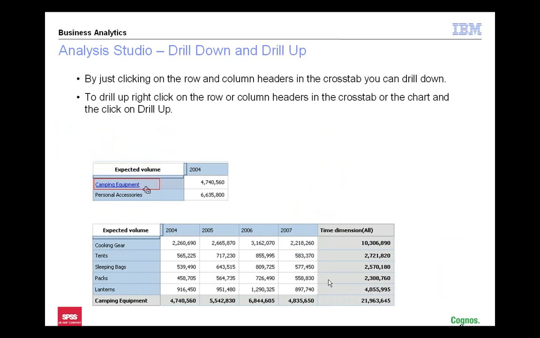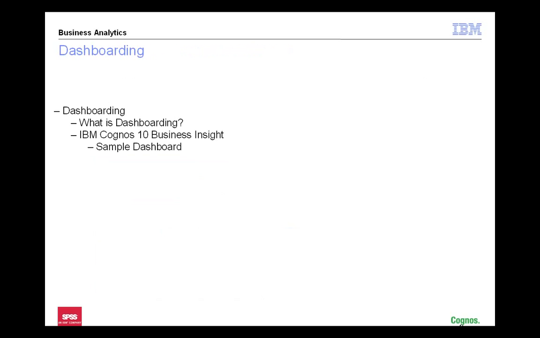So what I was talking about is drilling down. So when you click on this particular entry in here, or maybe this entry, you get down to the next level where this entry, this camping equipment, becomes the summary level. Okay. Now this is for drilling down, and if you want to drill up, you need to right click and choose drill up. So you can go to the upper level. Okay, then we'll go to dashboarding.